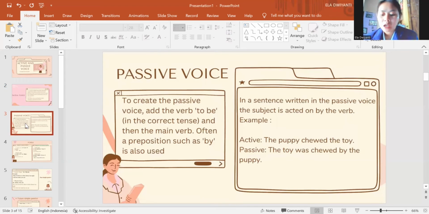Example: the puppy tore the toy. It's an active voice. When we want to change it to passive, it is: the toy was torn by the puppy. Okay, to create the passive voice, add the verb to be and the main verb. Often, a preposition such as "by" is also used.